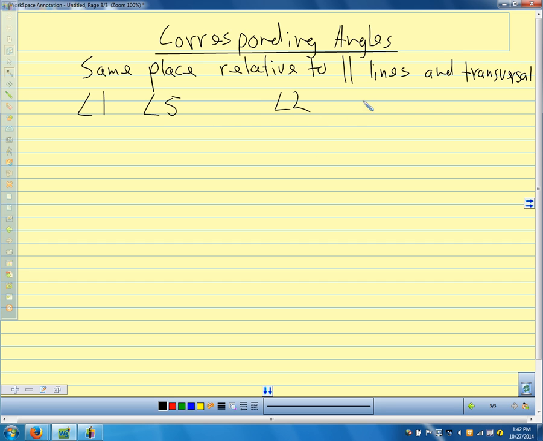Angle 2 and angle 6 are corresponding angles. Those are to the right of the parallel lines and above the transversal. So they're both in the same place. Angle 4 and angle 8 are corresponding angles. They're below the transversal and to the left of the parallel lines. And then finally angle 3 and angle 7.